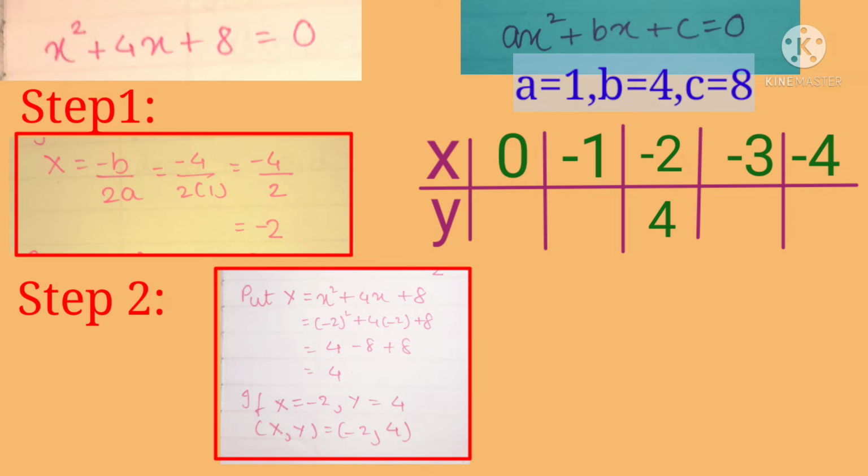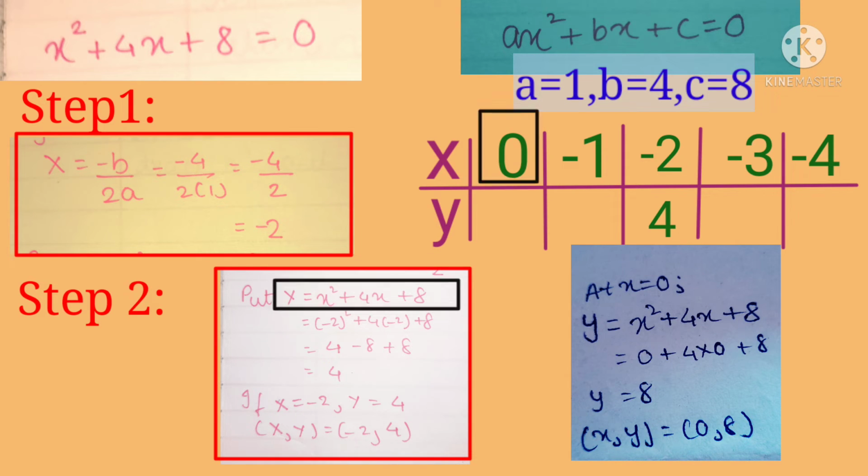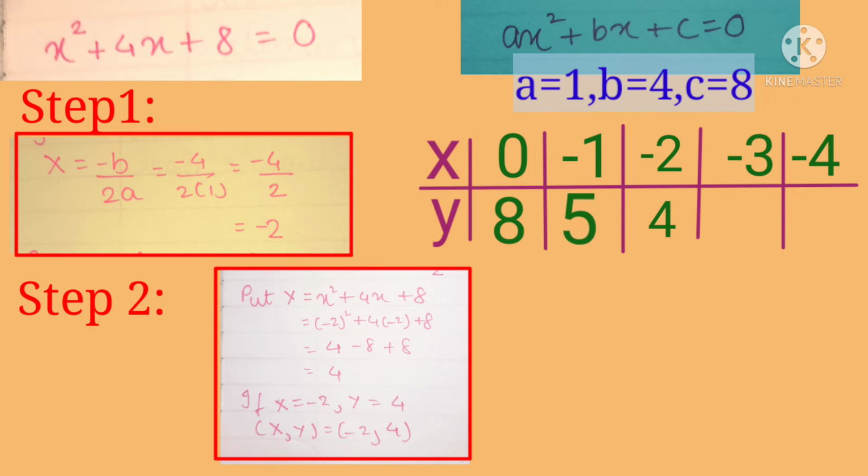For x is equal to 0, as per the first block, just put the value in y is equal to x square plus 4x plus 8 as per the question. Putting 0, we get the answer 8. Now if we take x is equal to minus 1, we get the answer 5. For minus 2, it is 4 as we have found earlier. For minus 3, it is 5, and for minus 4, if we put the value, then y is equal to 8.